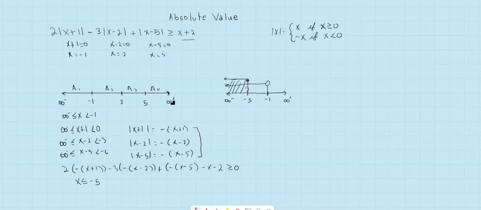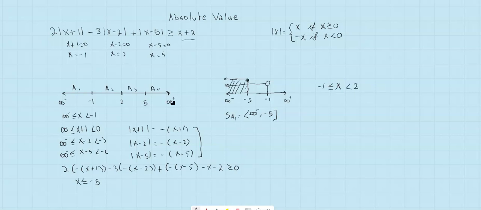So your first solution, S of A1, is equal to negative infinity, open bracket, to negative 5 included. Then for your second solution, for A2, x is greater than or equal to negative 1, but it's less than 2.